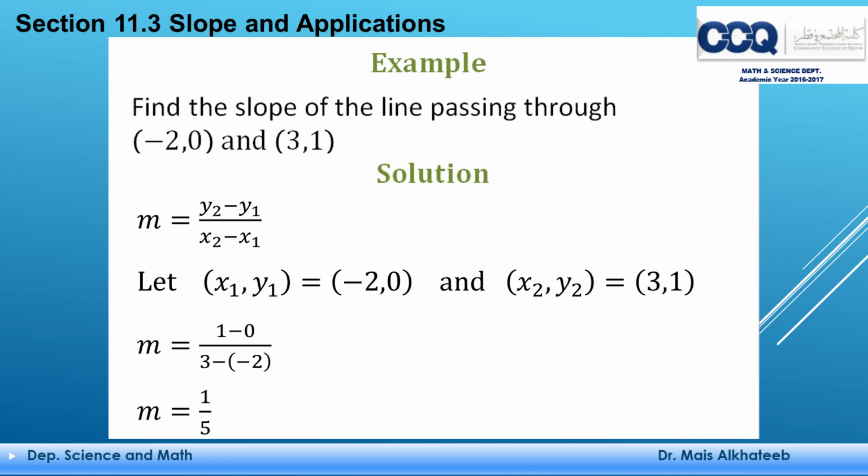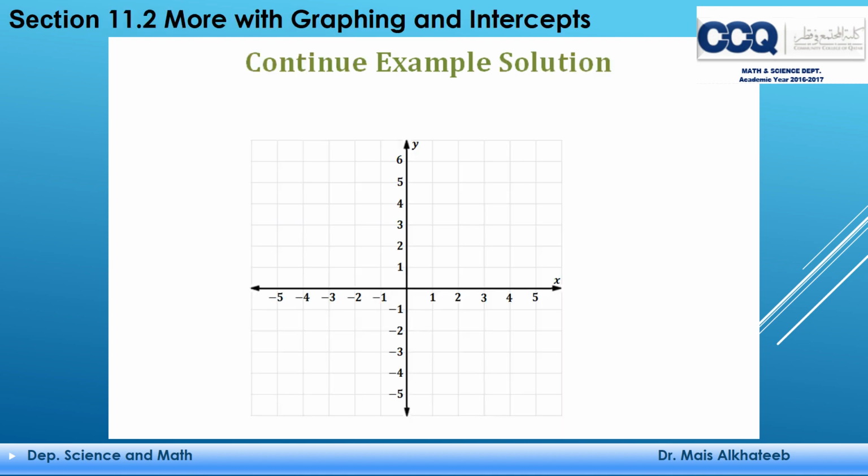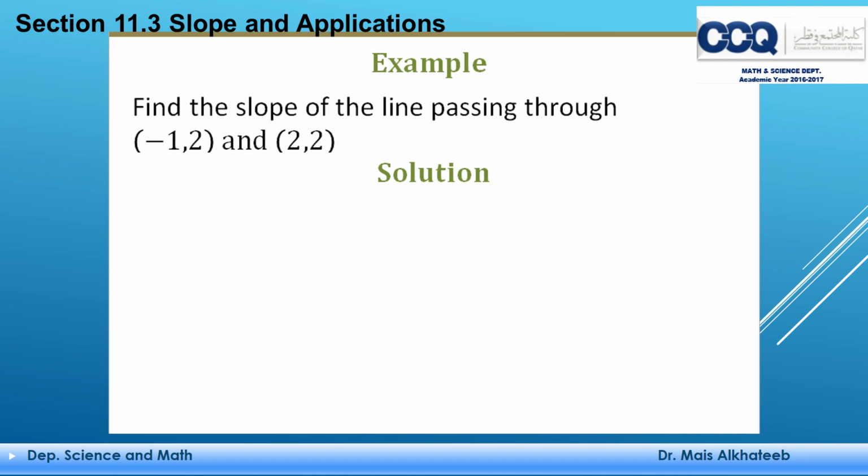Now we will draw the line whose points are minus 2, 0 and 3, 1, with slope 1 over 5. We will look at how this graph looks. The first point is minus 2, 0 and the second point is 3, 1. We join the two points and we get this line, whose slope is 1 over 5. Now we will go to another example.